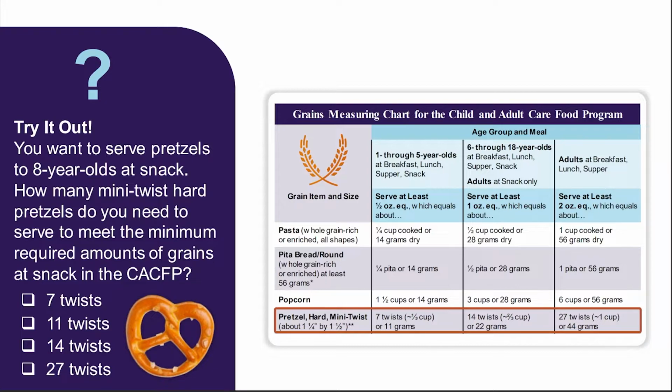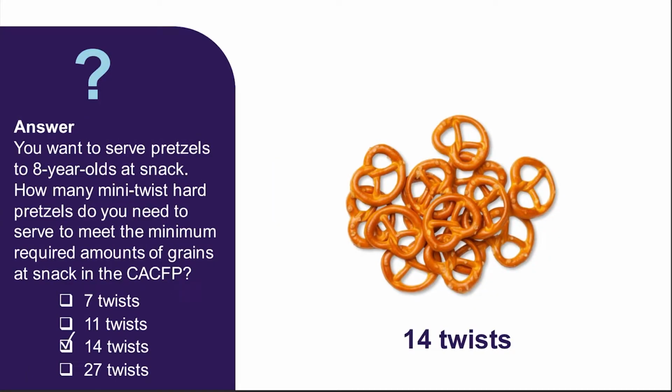How many mini twist hard pretzels do you need to serve to meet the minimum requirement amount of grains at snack in the CACFP? Raise your hand if you think you need to serve at least 7 twists. Okay, how about 11 twists? How about 14 twists? Or how about 27 twists? Nice work, everyone. We need to serve 14 mini twist hard pretzels to meet the minimum amount required for grains for 8-year-olds at snack in the CACFP.